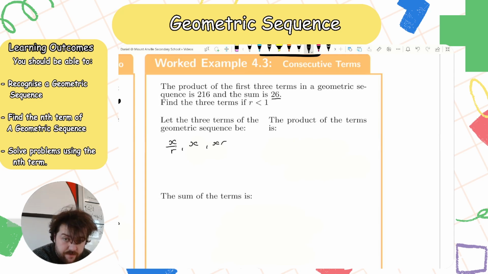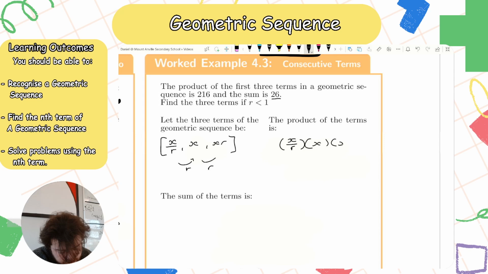So this is my first term. I then multiply it by r, my common ratio, and then I multiply it by my common ratio again. So these are my first three terms here. The product of these terms, x over r times x times xr, the r will cancel here, and I'm left with x cubed. The product is 216, so x cubed is equal to 216. So x is going to be equal to the cube root of 216, which is 6.